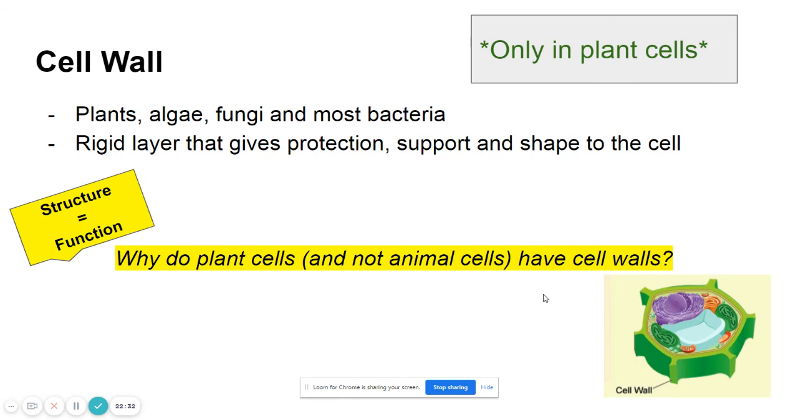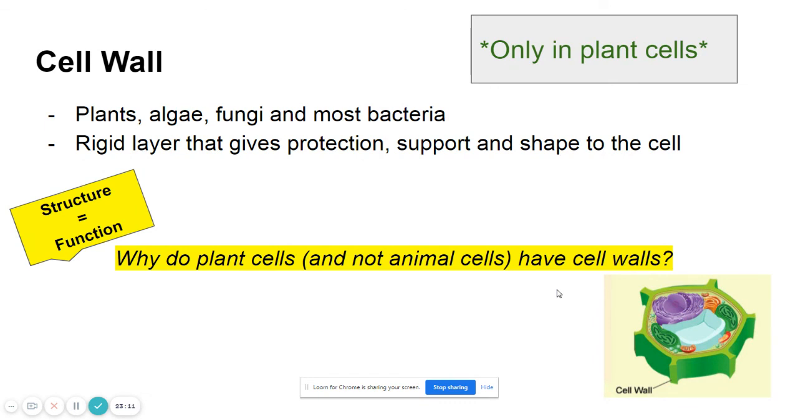The last organelle I want to talk about today is another organelle that is only found in plant cells, and it is the cell wall. And the cell wall is an extra protective barrier that is found around plant cells only. It's also found in algae, fungi, and most bacteria. So it's not found in animal cells. It's like this rigid, hard layer that gives the plant cell, or algae, fungi, or all of these organisms, extra protection, extra support, and it provides the cell with a shape.